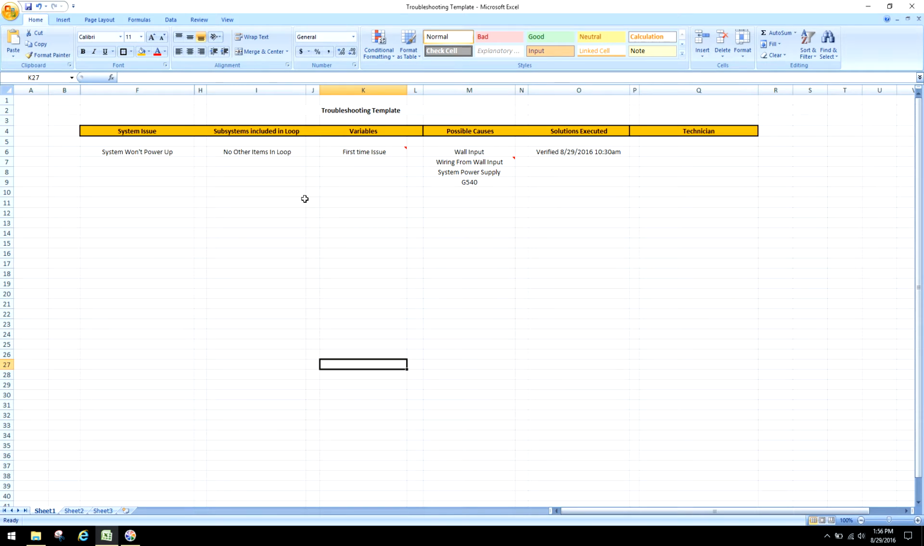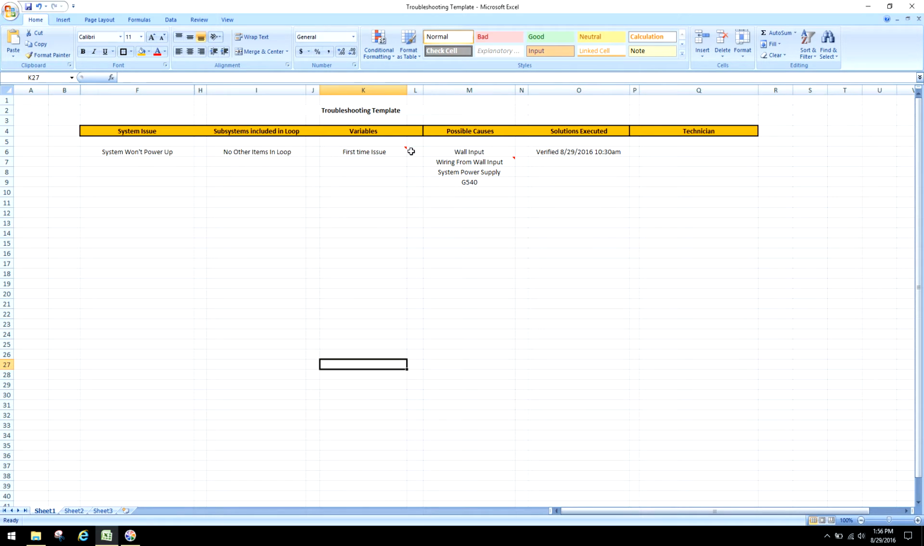So jumping right in, we have a troubleshooting template. We have system issue, subsystems included in the loop, variables, possible causes, solutions executed, and technician. I'm going to cover most of these because some of them are self-explanatory. System issue, naturally, is what you're actually writing the report on. As we go through this, though, there will be some, like subsystems included in the loop, that you may not know. So I'm going to discuss that real quick.